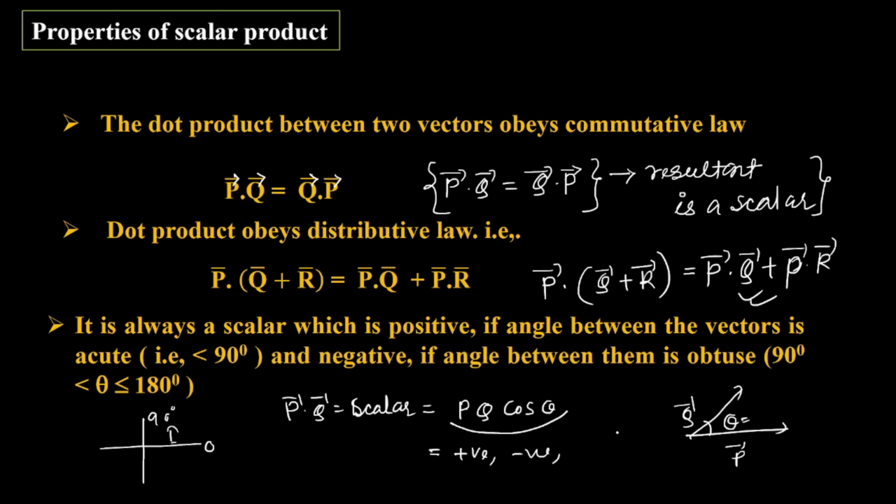So if theta lies below 90 degrees, then the vector multiplication gives a positive scalar. And if theta lies between 90 degrees and 180 degrees, then this will be negative. As in the second quadrant, 90 to 180, cos theta is negative, only sine is positive, and all other trigonometric ratios are negative. So that's why this scalar quantity may be positive or negative depending on the angle between the two vectors.